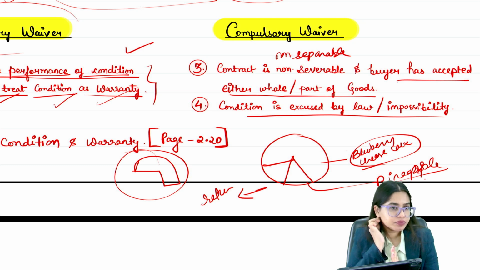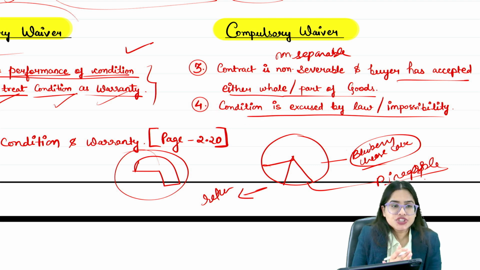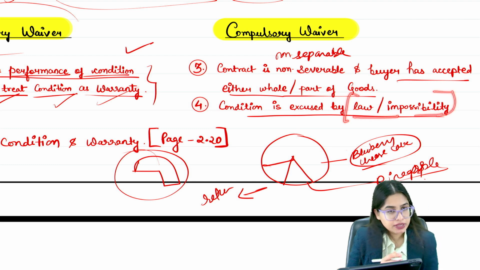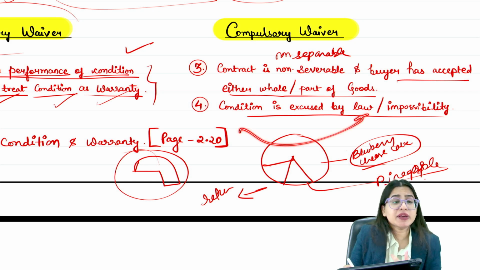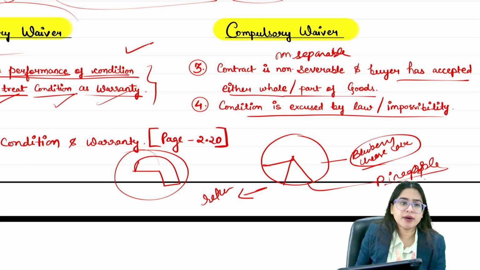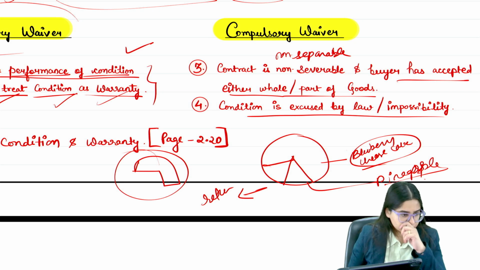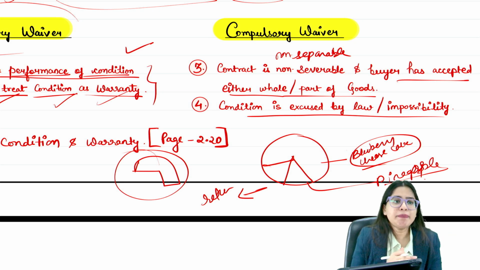Okay, let's say you have put some condition on the contract of sale, but now that condition cannot be performed because of law or impossibility, meaning either it has become illegal or it has become impossible. Let's take an example. I ordered some food items from you, or let's say some packing material from you.